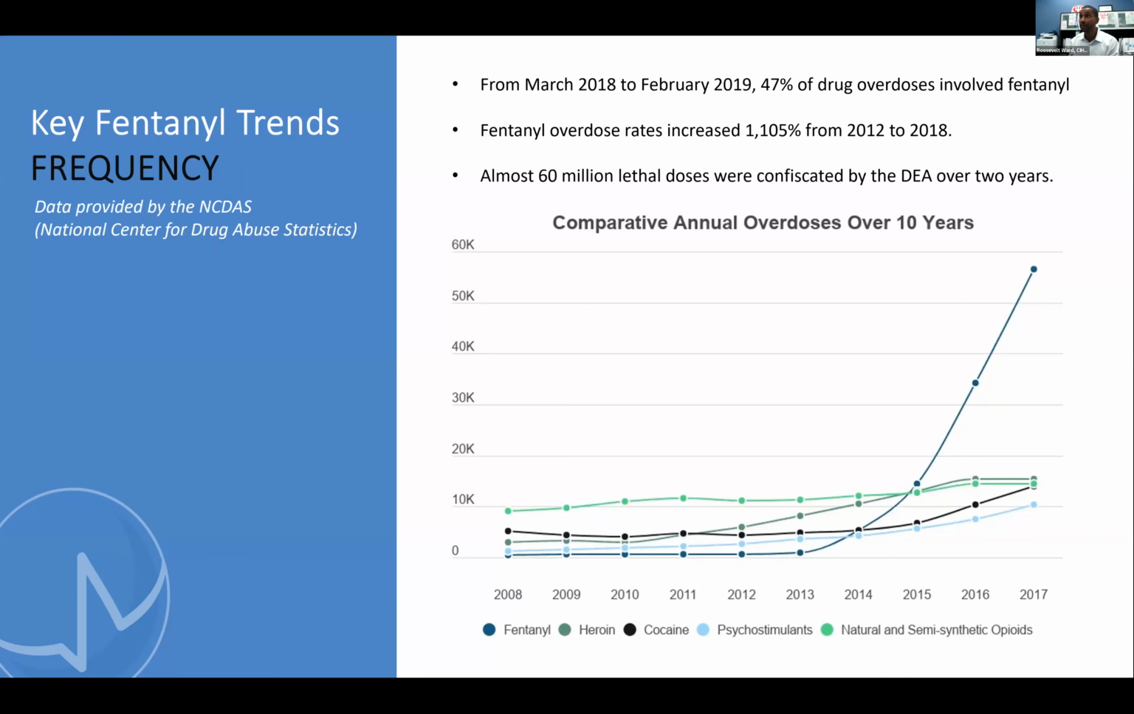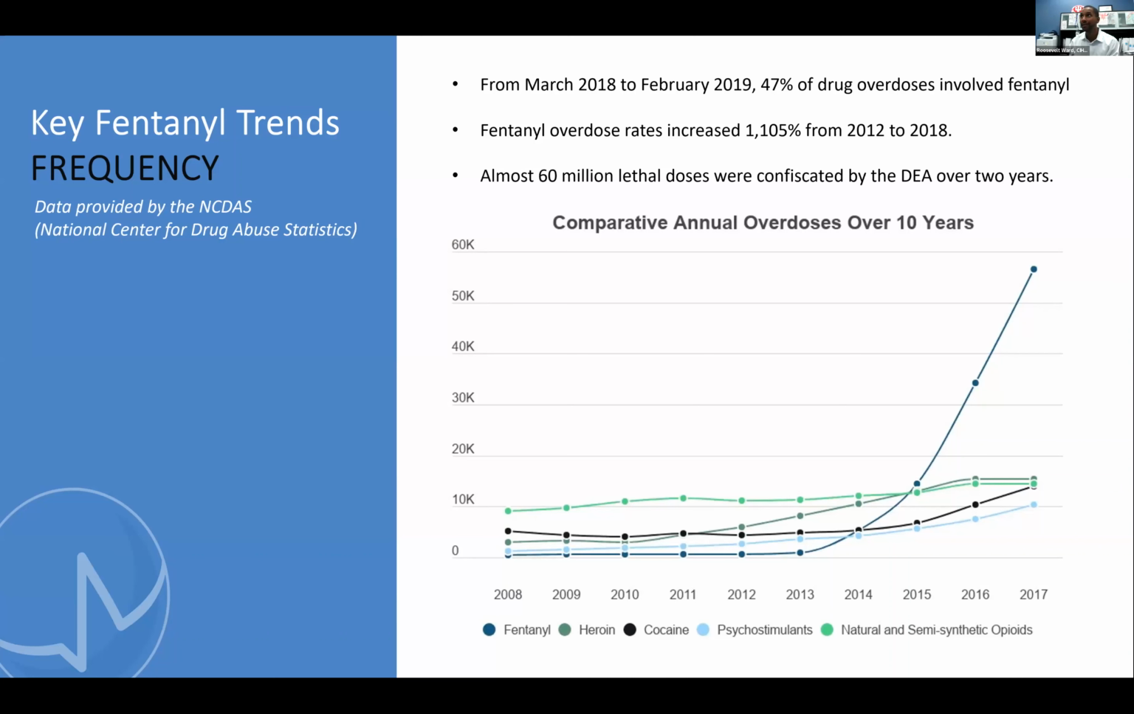So a lot of data here to digest, but as you can see, fentanyl overdose rates increased over 1,000%, over 1,100% actually from 2012 to 2018. And another fun fact to take away is that over 6 million lethal doses were confiscated by the DEA over 2 years. So one big problem with these overdoses is that there's little regard as to the doses of fentanyl and methamphetamine that are either being laced with other drugs or given in their pure form.